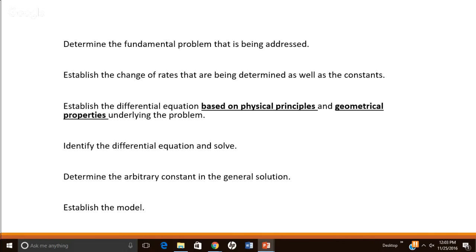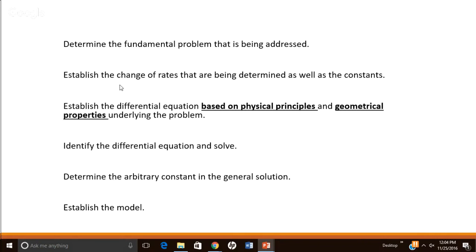Now, as far as doing a related rates problem, there's a certain process you can follow to help walk you through them. Related rates gives a lot of students problems, mostly because they don't have a systematic way of approaching them. So here are some steps I want you to keep in mind. First, determine the fundamental problem being addressed. Related rates problems will be given to you as word problems, and particularly in this class, it'll be more of an engineering problem, where you have to take a problem and turn it into a mathematical function. In order to do that, you have to understand the fundamental problem being addressed.